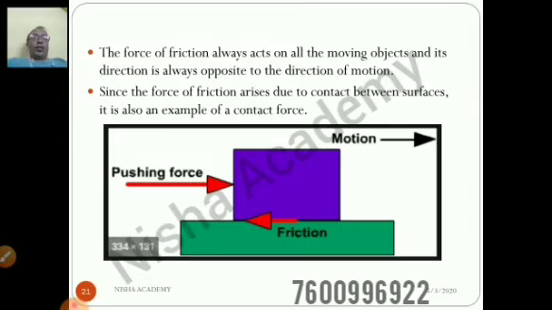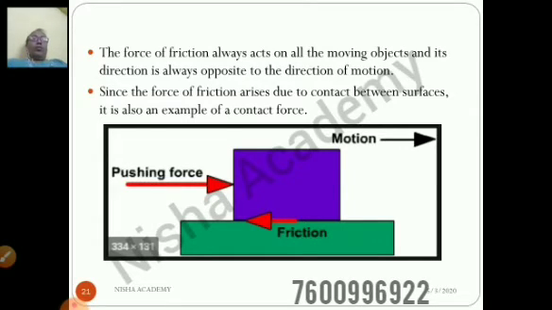The force of friction always acts on all moving objects, and its direction is always opposite to the direction of motion. See the figure below. An object is moving to the right-hand side by applying a pushing force on it. So the motion is in the right-hand direction, but the object and the ground surface are in contact with each other. So the frictional force acts in the opposite direction.